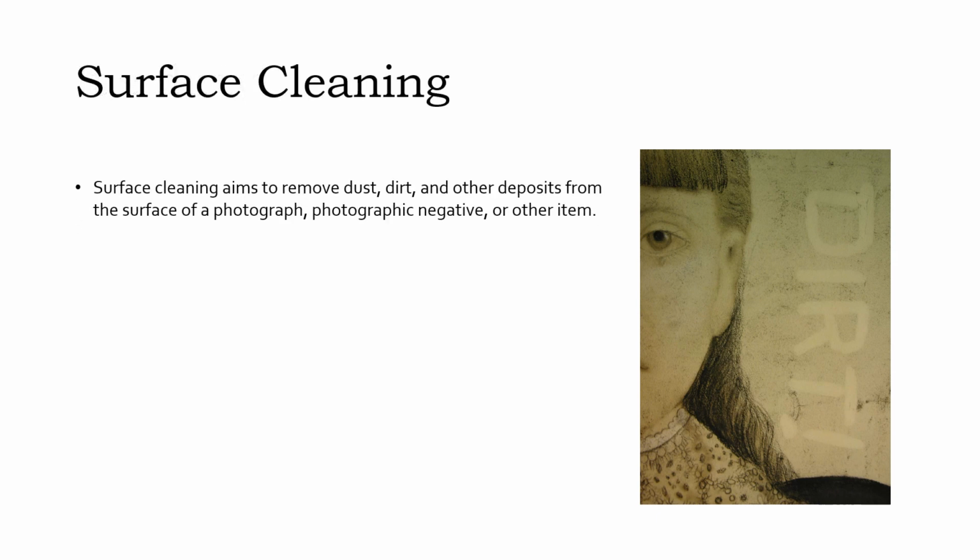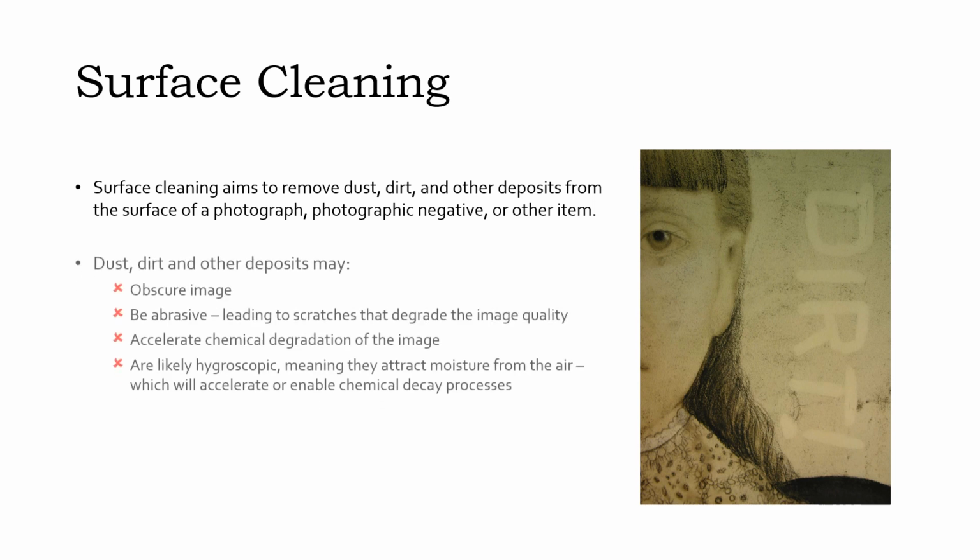If your photographs are dirty, the answer is surface cleaning. This is one of the most basic forms of intervention that conservators do, and usually the first thing done to items being treated. Surface cleaning refers to techniques for removing dust, dirt, and other deposits from the surface of the item. There are several reasons to do this.